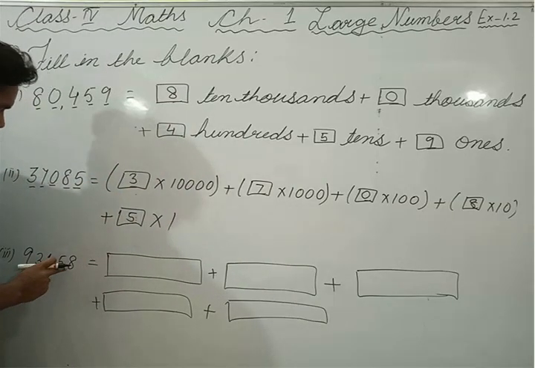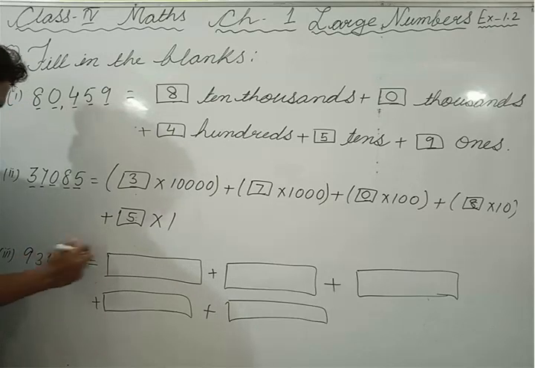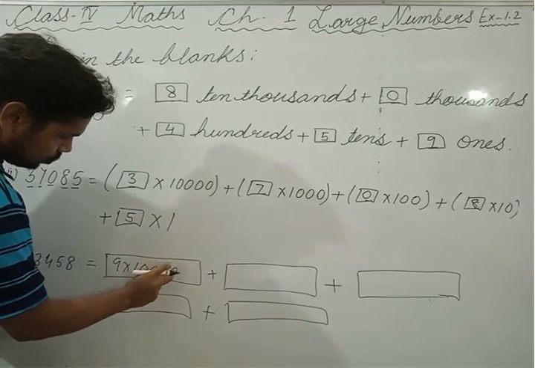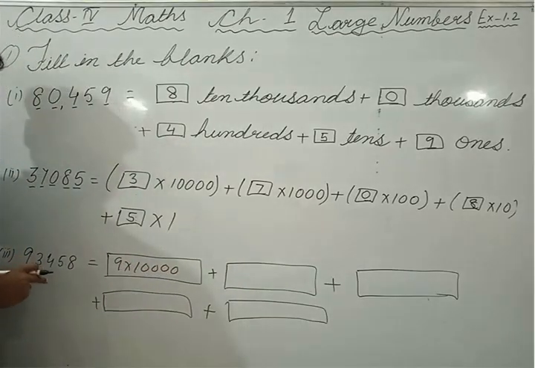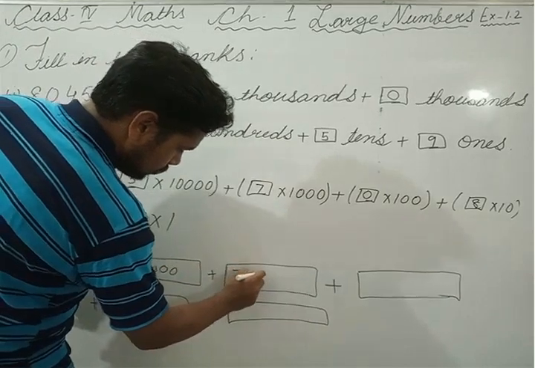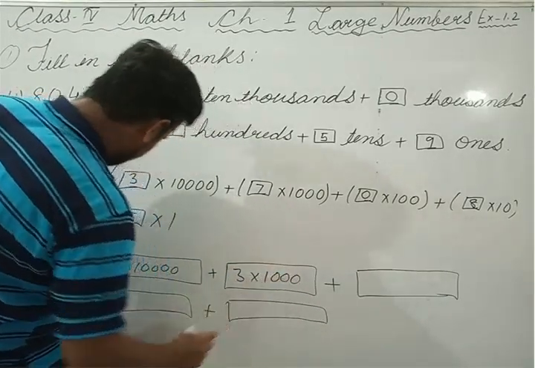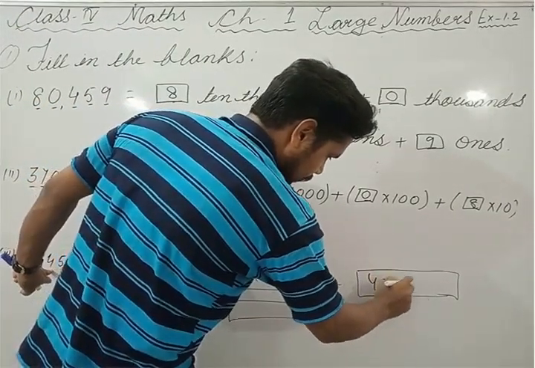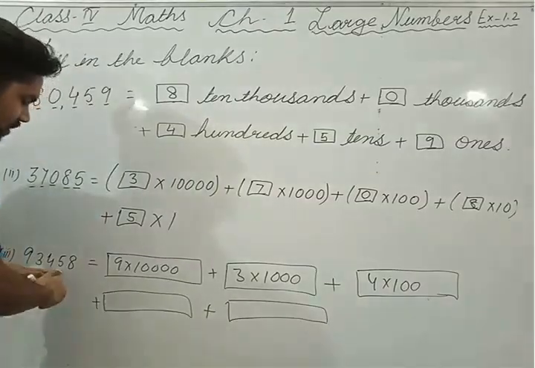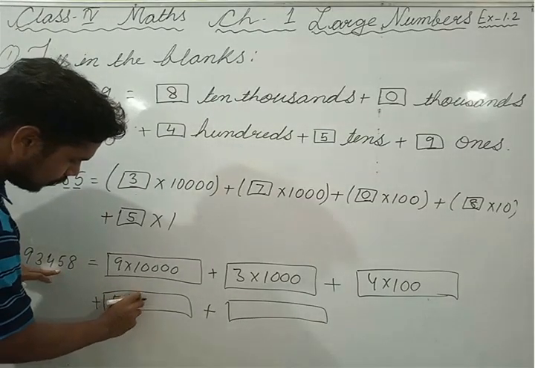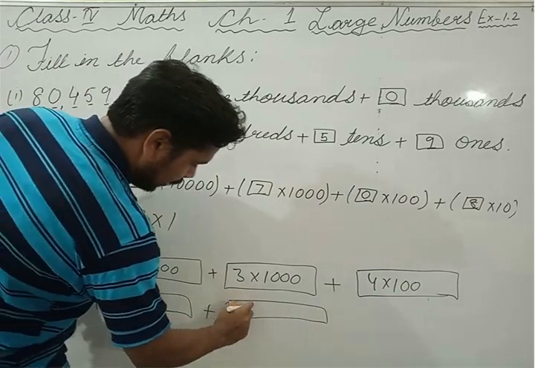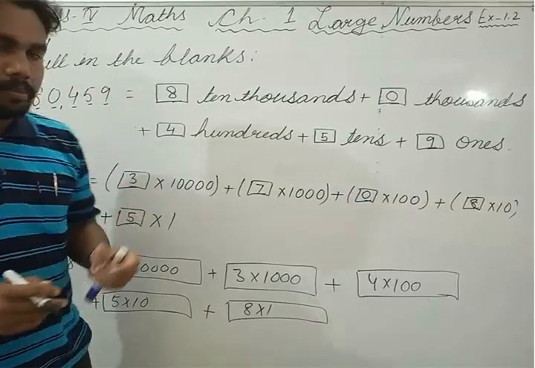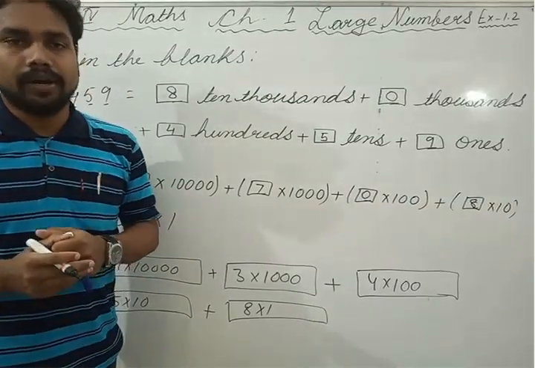Okay, so 9 in the 10,000s place: ones, tens, hundreds, thousands, 10,000s. So 9 multiply 10,000. Then 3 multiply thousands. Then 4 is in the hundreds place, so 4 multiply 100. Then 5 is in the tens place, so 5 multiply 10. Then 8 is in the ones place, so 8 multiply 1. So this is how you can solve question number 1 of exercise 1.2.